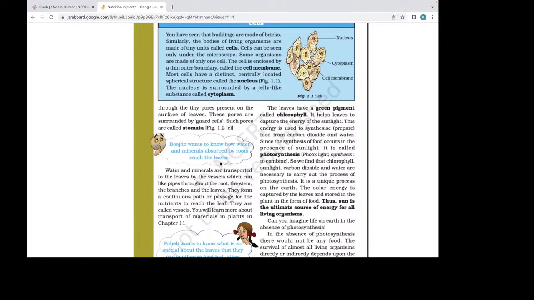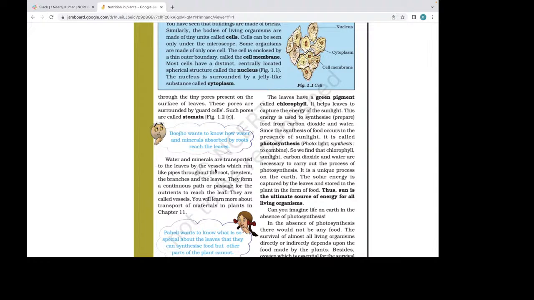It is not enough to get it absorbed by the roots. We have to transport it to the leaves also, which is the food factory of the plant. Water and minerals are transported to the leaves by vessels which run like pipes throughout the root, the stem, the branches, and the leaves.